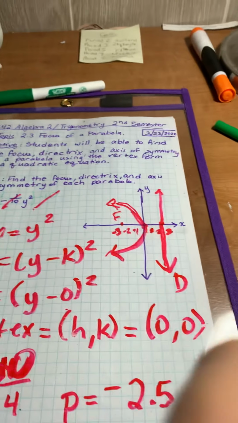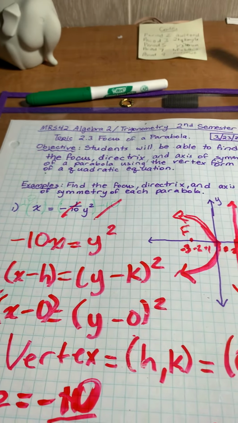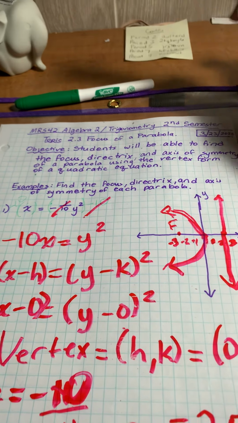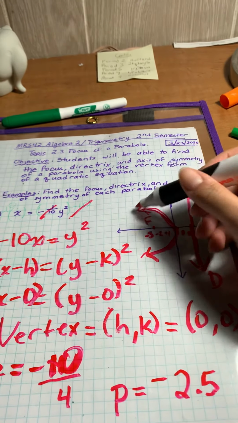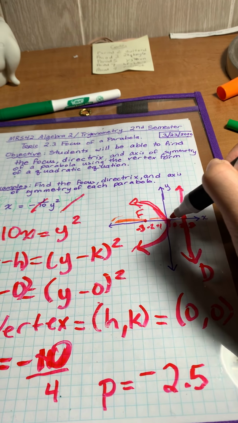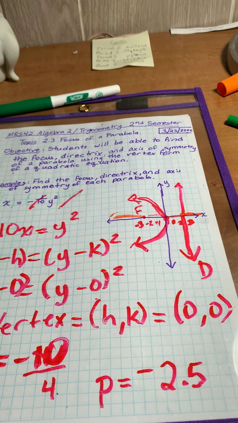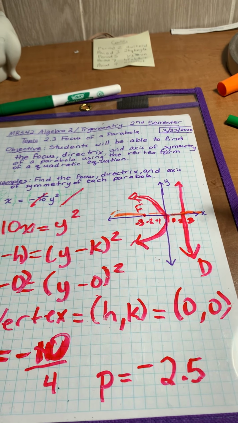And now I need to find my axis of symmetry. So the axis of symmetry is the line that cuts this whole parabola in half. So let's see, we can use this axis right over here. So this whole x-axis, that's my axis of symmetry, all right?